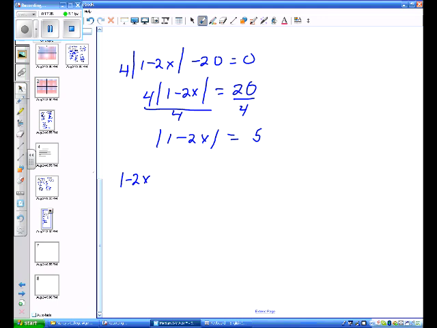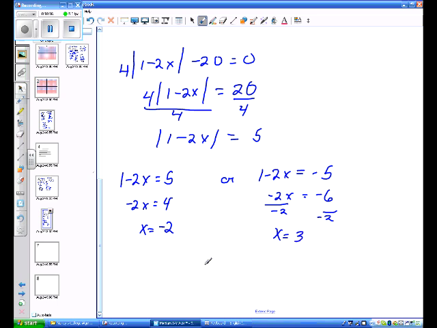Either 1 minus 2x equals 5 or 1 minus 2x equals negative 5. Either what was in our absolute value bars was positive 5 or it was negative 5. Then we can solve. We will subtract 1 and have negative 2x equals 4. Divide by negative 2, so x is negative 2, or we'll subtract 1. Now negative 5 minus 1 would be negative 6. Divide by negative 2, and we get x is positive 3.